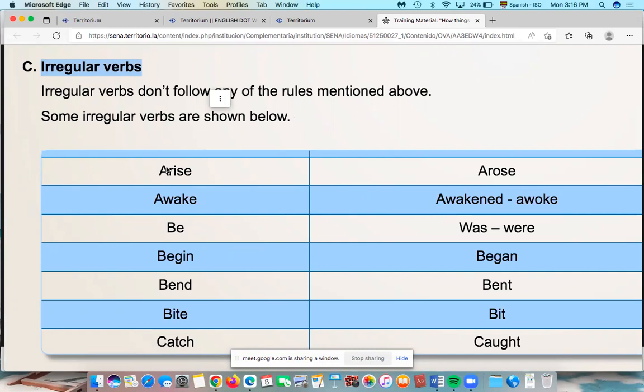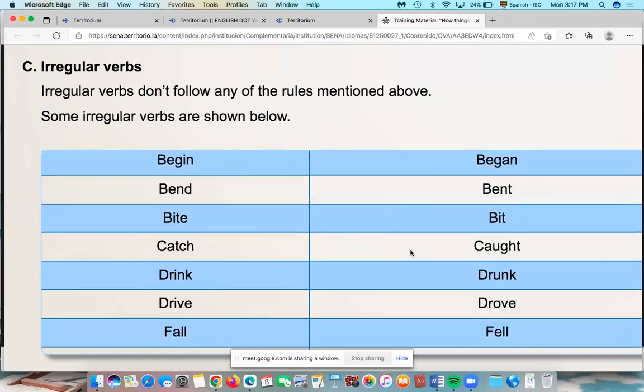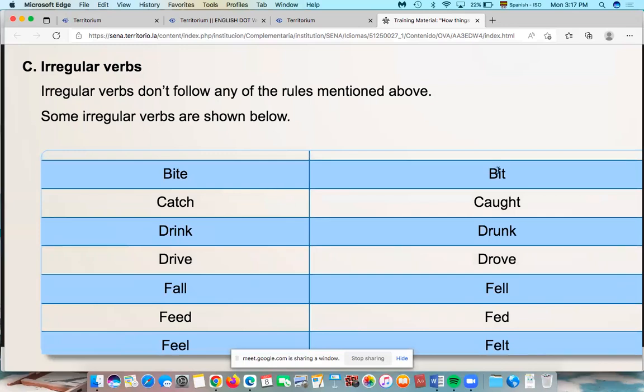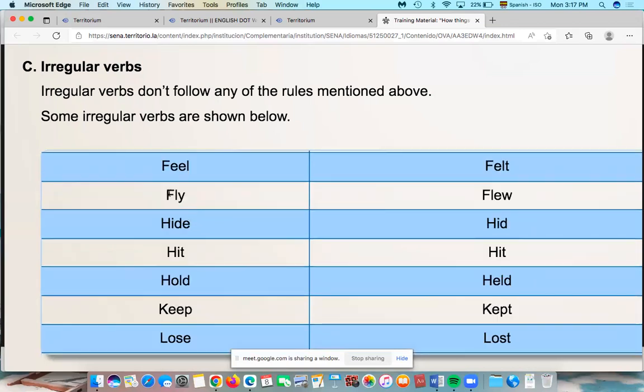So for example, here we say arise, and the past form is arose. Begin, and the past form is began, right? And be has two different forms, was and were, and it's going to depend on the person you're speaking about. So you can say I was, she was, he was, and we're going to say they were, we were, you were. And well, you can see different examples here, like bite, bit, catch, caught, drink, drunk, drive, drove, fall, fell, and then we have fly, flew, right? And well, you can see all of the examples here.